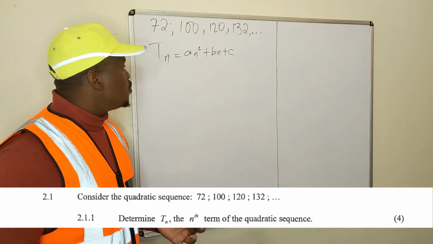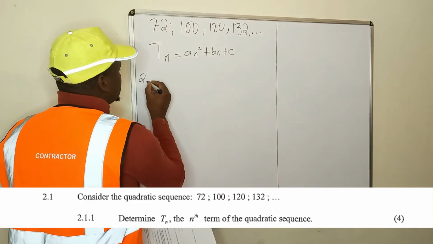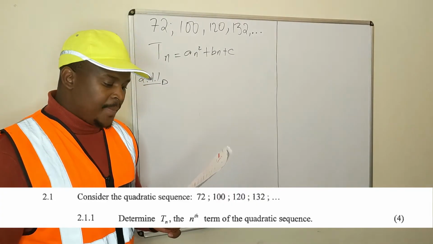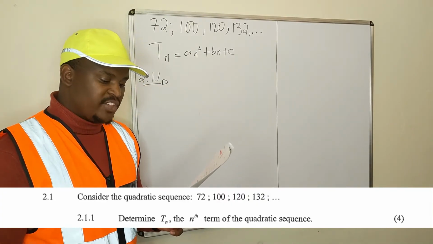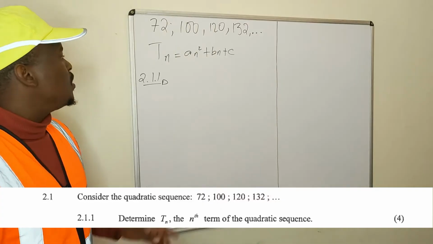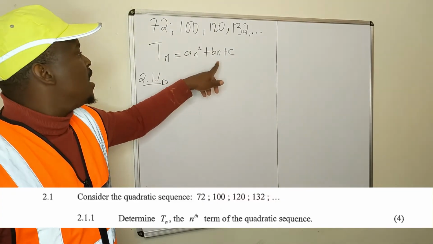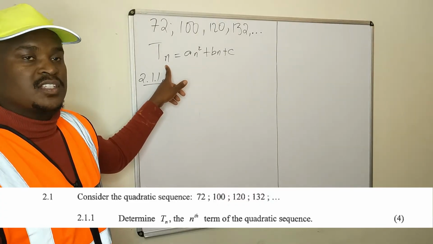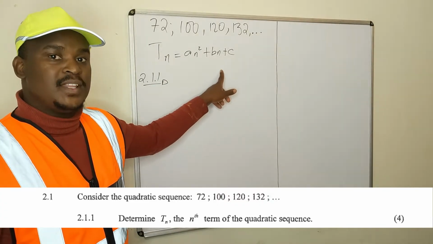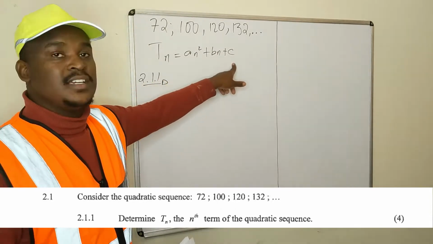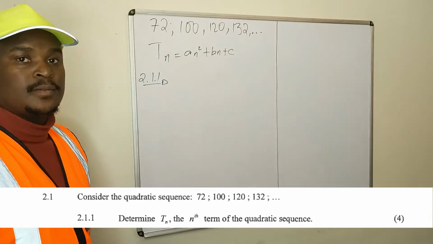So 2.1.1 reads as follows. Determine Tn, the nth term of the quadratic sequence. So they want you to find Tn, the nth term of the quadratic sequence. And you know that the nth term of the quadratic sequence should be in this form, right? So they want you to find A, B, and C of this quadratic sequence here.